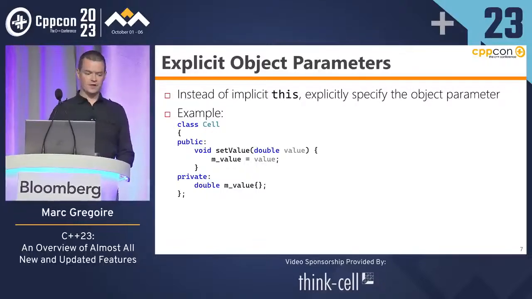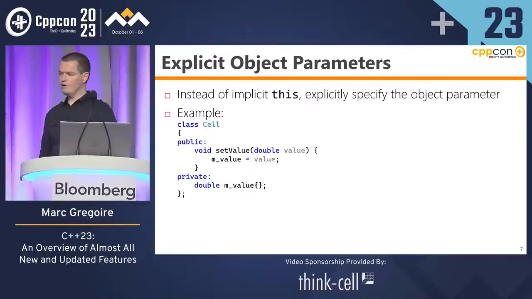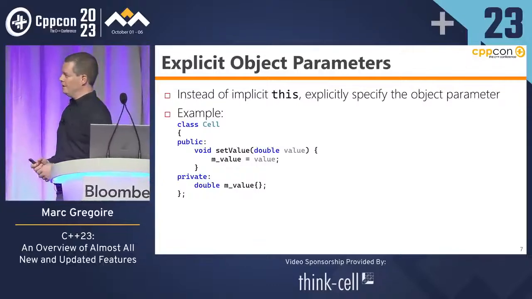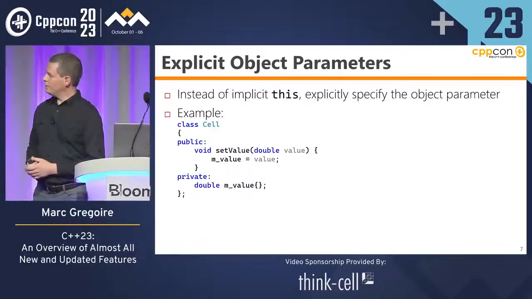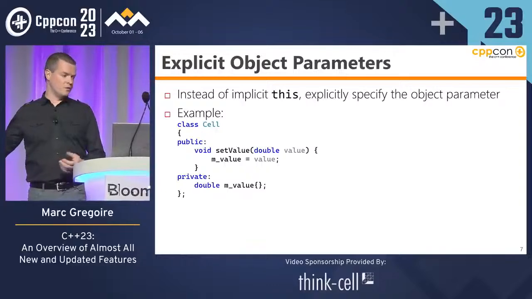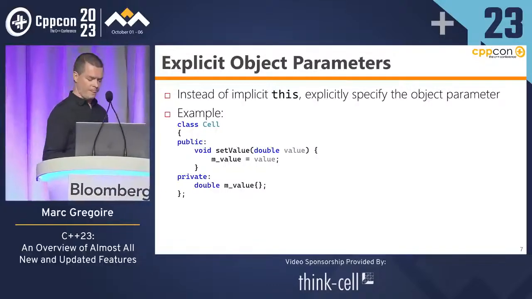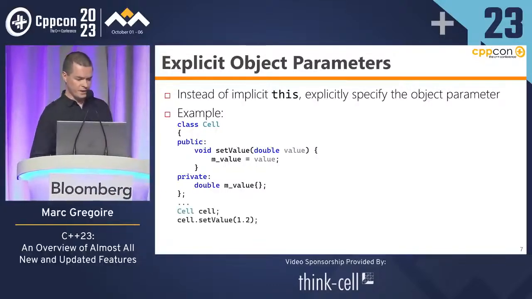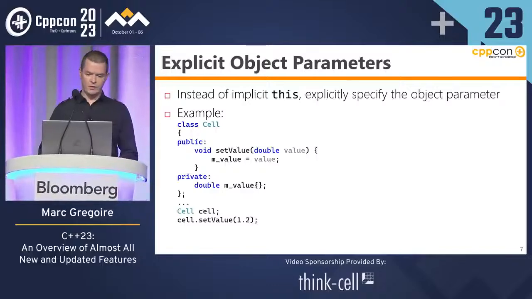So here I have a simple class Cell with one member function, setValue, and inside, if I would like to, I could write this arrow mValue, for example. Using this is straightforward. I can create a Cell, and then I can call setValue on it.